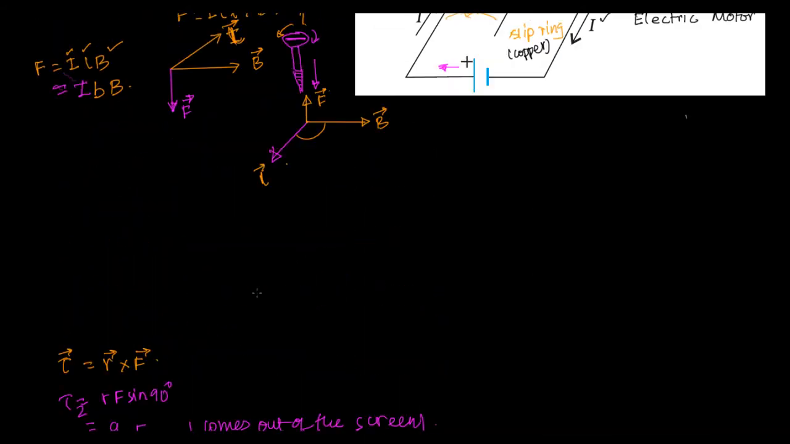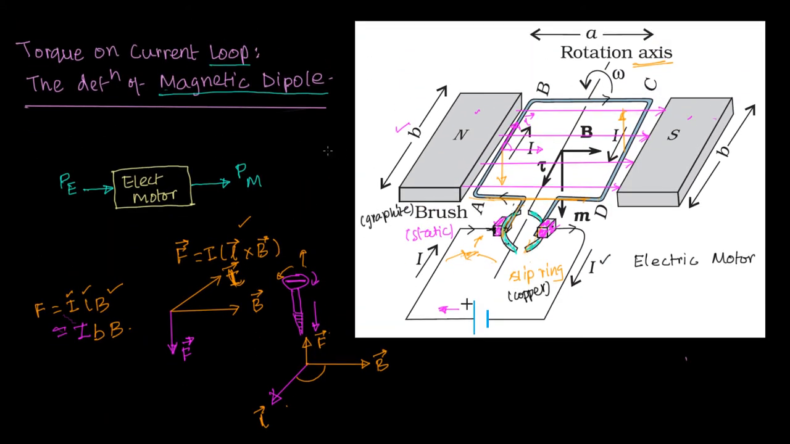Now before I forget and move ahead, let me come back to this loop. As you must have seen, this question must have come to your mind, that this loop is also carrying a current in this direction, right? And also currents in these directions, is it not? What about the torque on them? Currently they are parallel and anti-parallel, and hence there will be no torque.